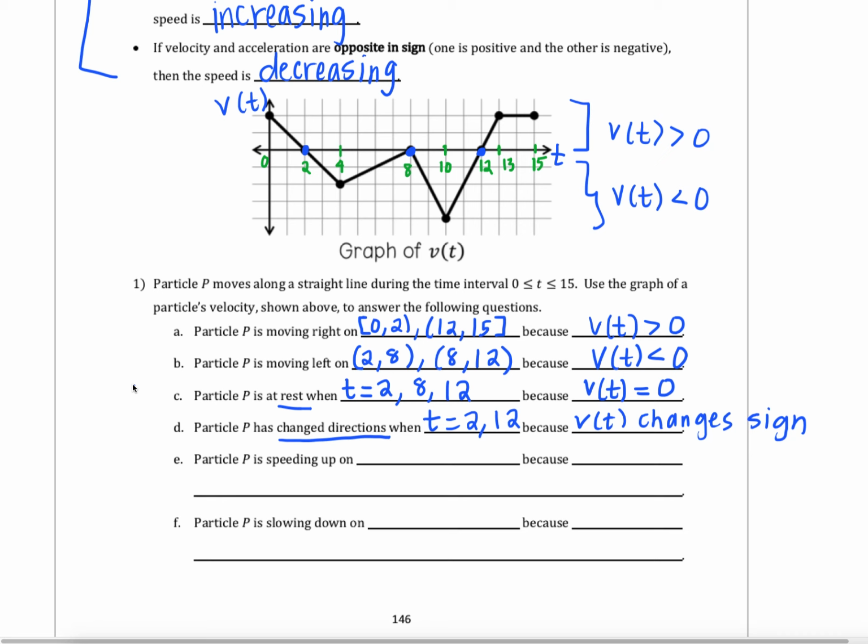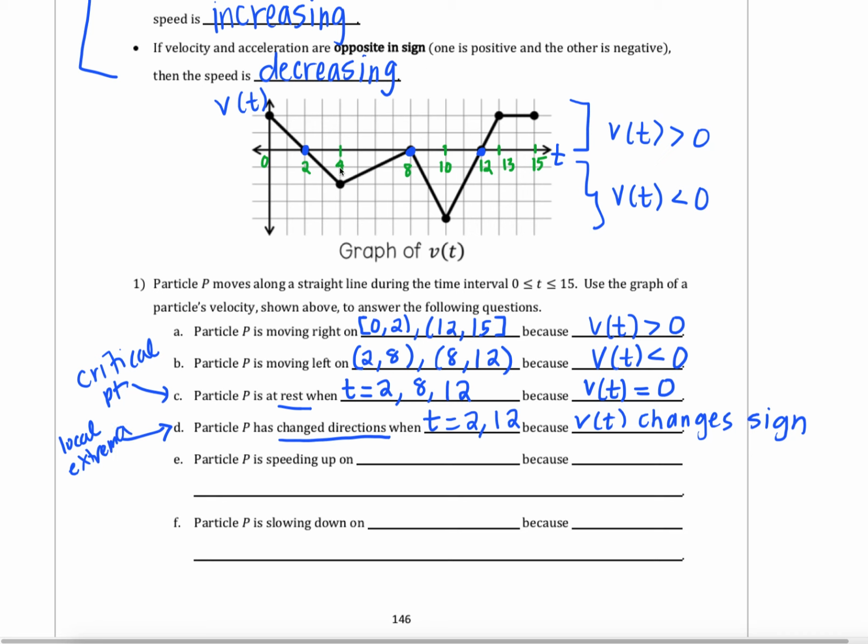So part C is very similar here to our critical points from our last unit. And part D, where we actually have a change in the velocity, so a change in the first derivative signs, these would be our local extrema from our last unit.